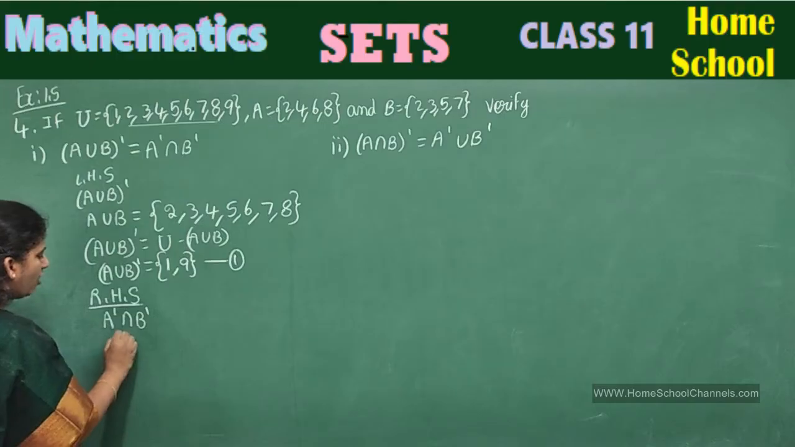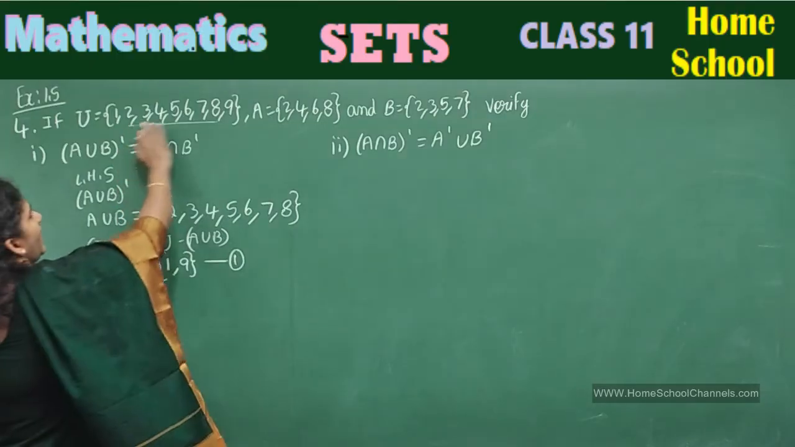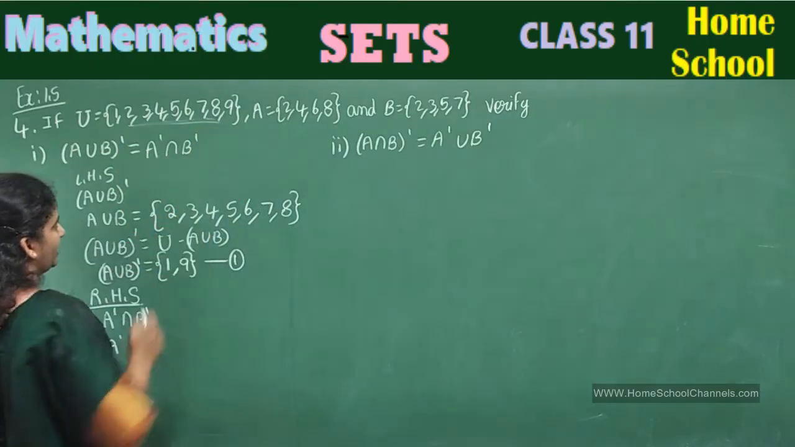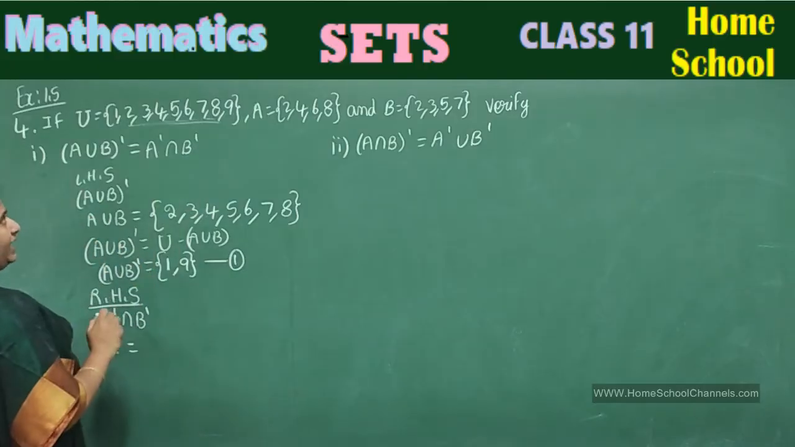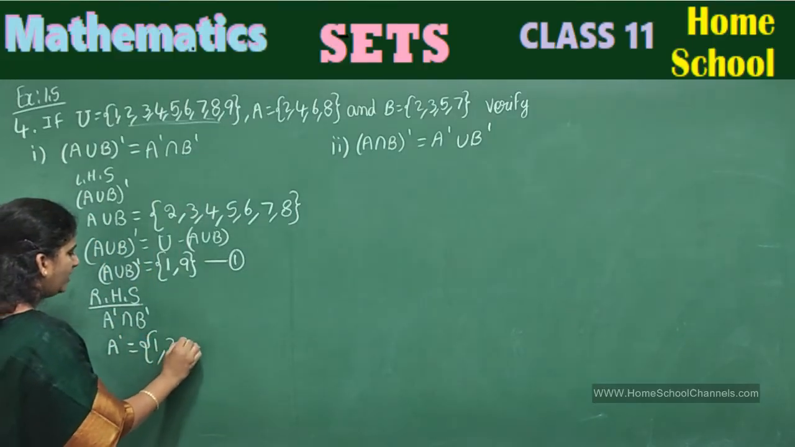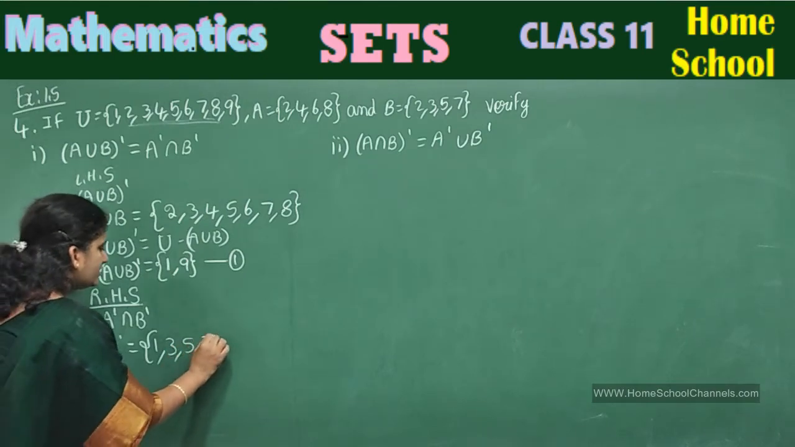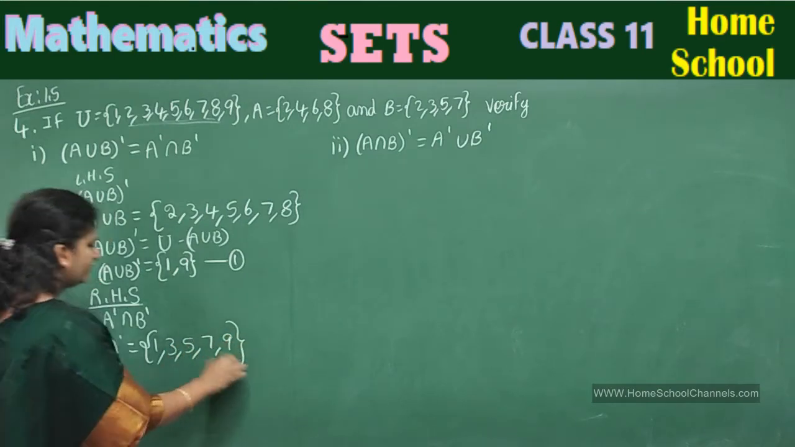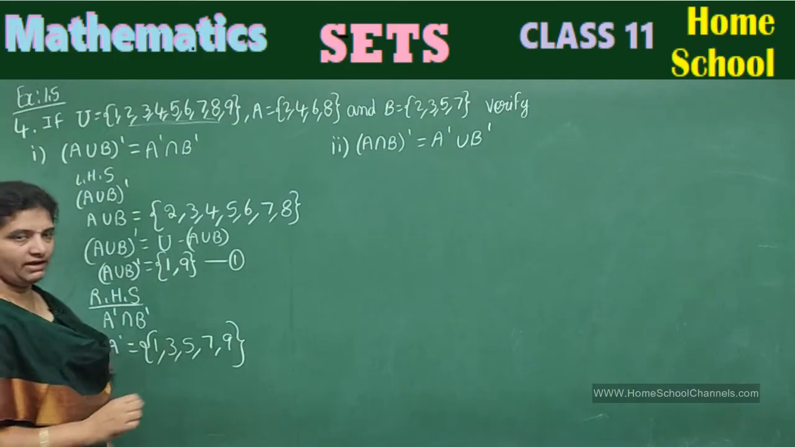A complement: other than the A set elements 2, 4, 6, 8, you remove and write 1, 3, 5, 7, 9.